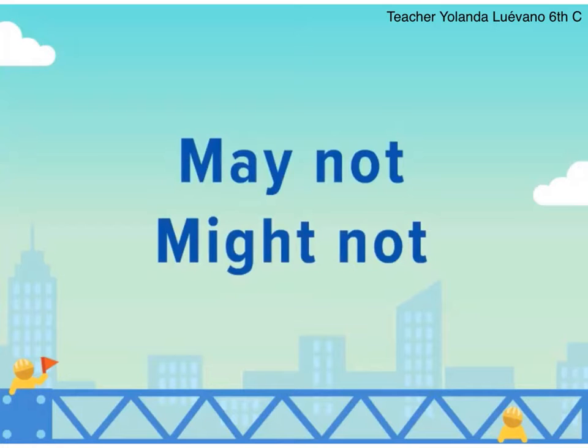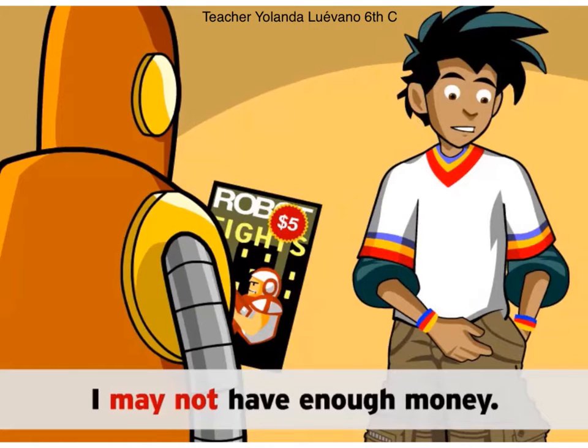Now let's see the negative form. May not or might not. Remember that might not can also be spelled like this, mightn't. It's the contraction, okay? Let's look at the first example. I may not have enough money. Another option is I mightn't have enough money. For what? For buying this magazine or comic.